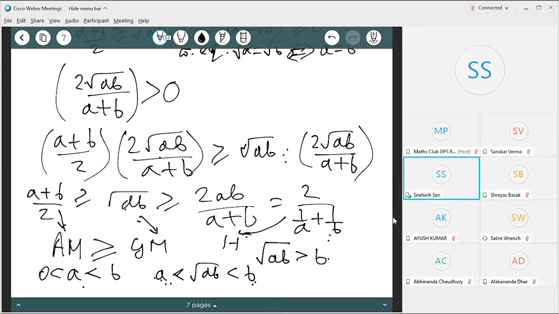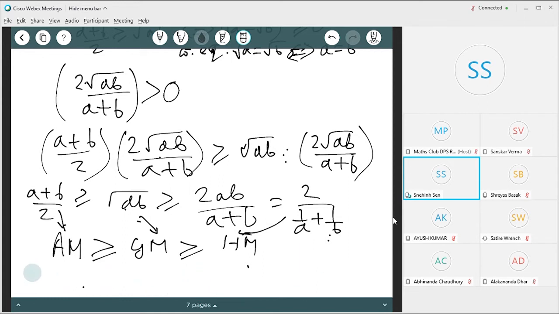And we have AM greater than or equal to GM greater than or equal to HM. That's what we know for 2 variables.